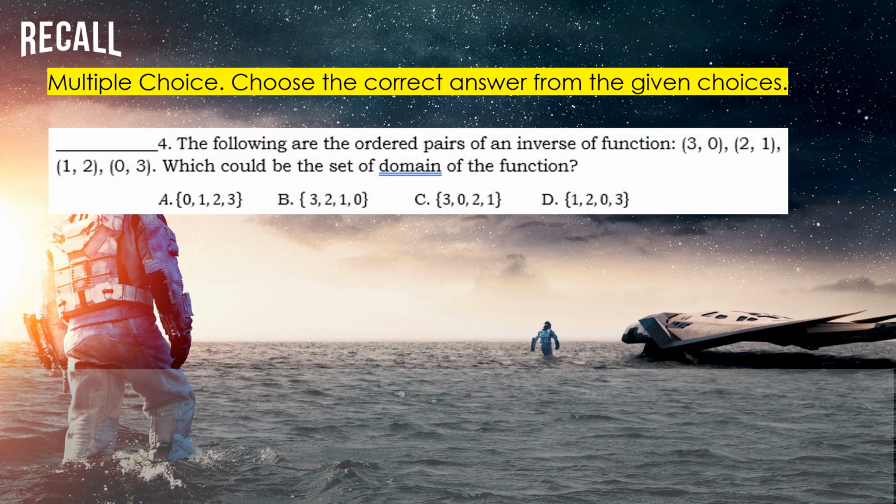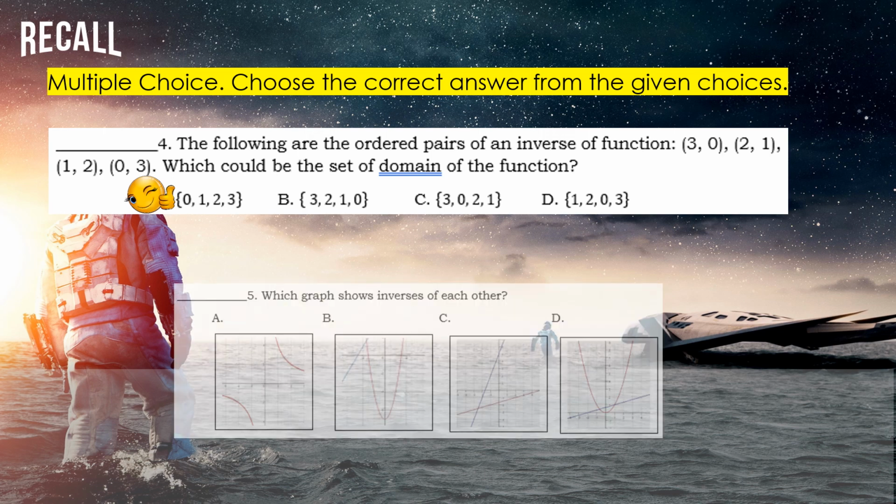Number 4. The following are the ordered pairs of an inverse function: (3, 0), (2, 1), (1, 2), and (0, 3). Question, which could be the set of domain of the function? Letter A, 0, 1, 2, 3. Letter B, 3, 2, 1, 0. Letter C, 3, 0, 2, 1. And letter D, 1, 2, 0, 3. Answer, that is letter A, 0, 1, 2, and 3.